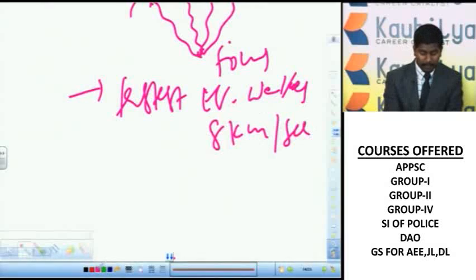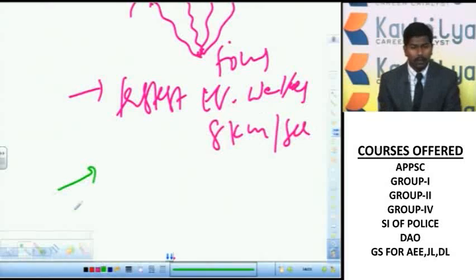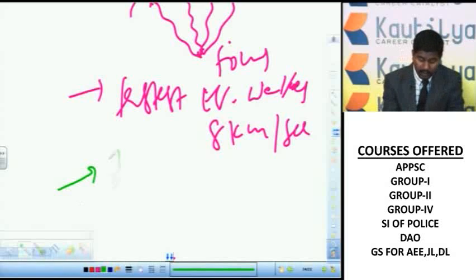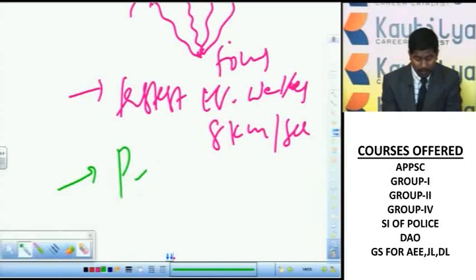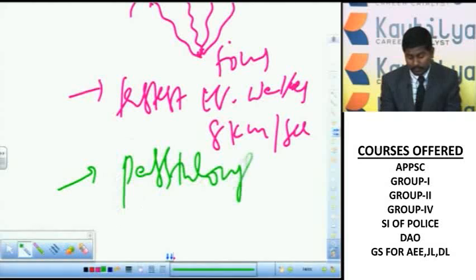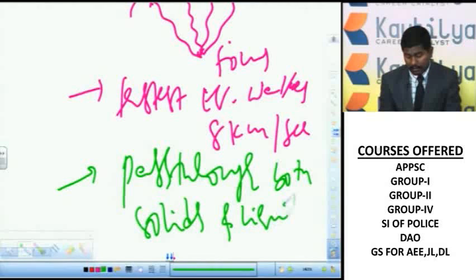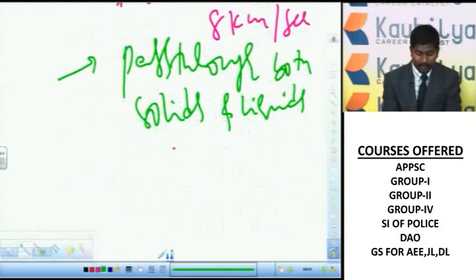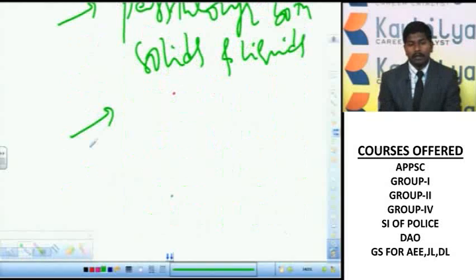And these P waves can pass through liquids as well as solids, because inside the Earth some parts are liquid material and the remaining parts are solid material. But P waves can pass through either the liquid material or the solid material. That's why P waves can pass through both solids and liquids, and these are the fastest earthquake waves.